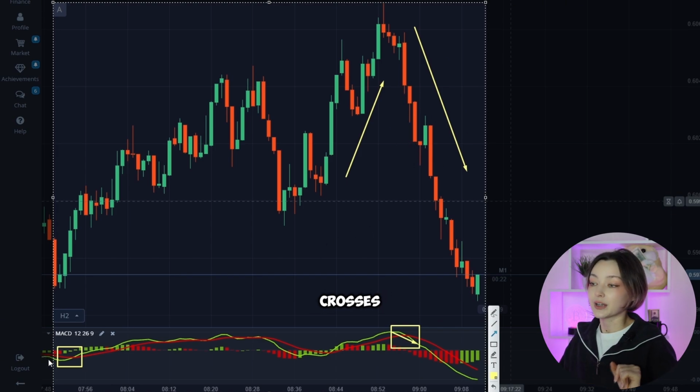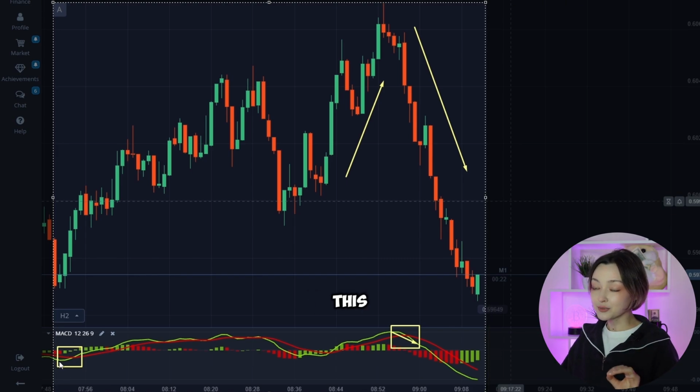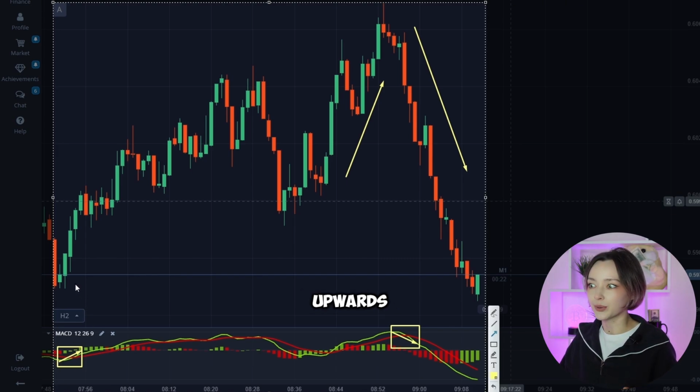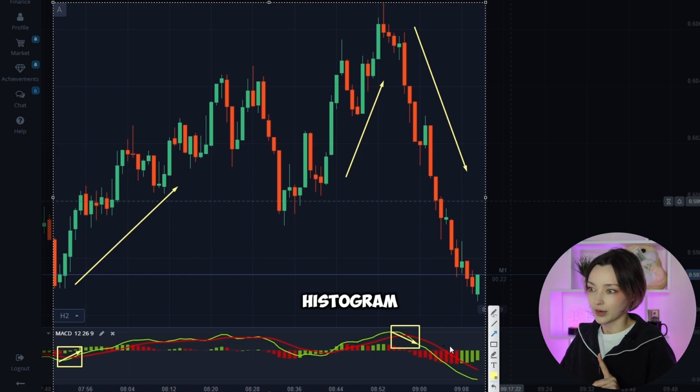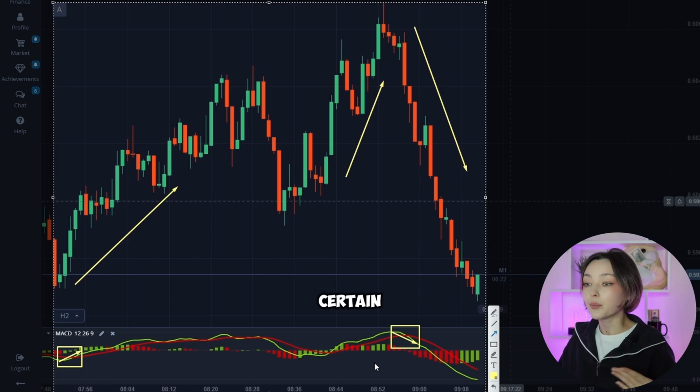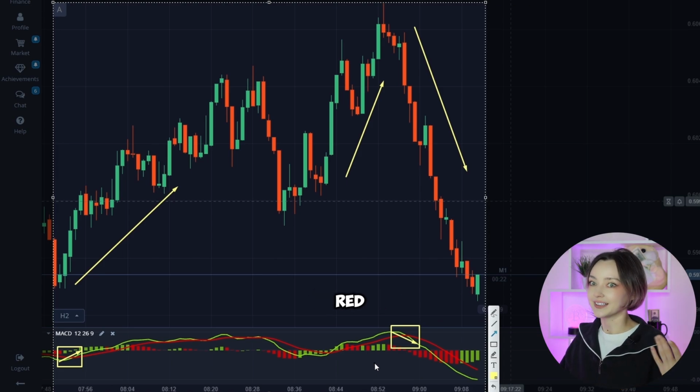If the green line crosses the red line upwards, that's a good signal of an uptrend, and at this point we would place a trade upwards. In addition to the lines, the indicator also has a histogram. The histogram plots certain bars in two colors, red and green. The red bar shows the strength of the sellers, while the green bar displays the strength of the buyers.